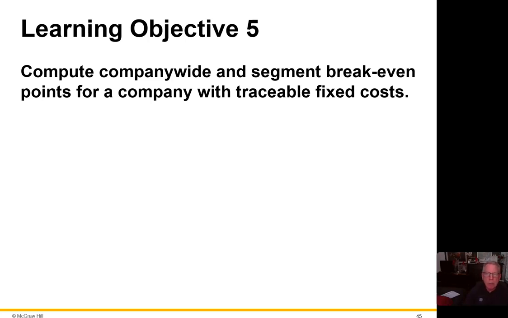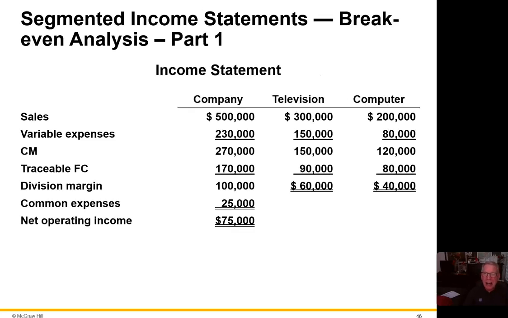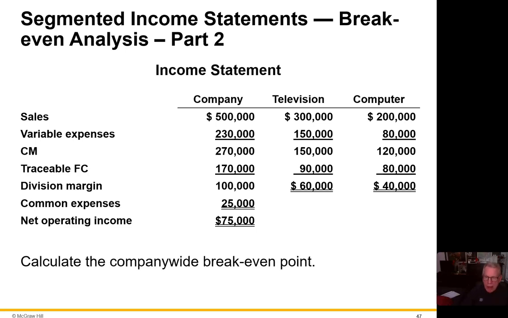Now we're going to take a look at computing company-wide and segment break-even points for a company with traceable fixed costs. Now it gets all the more complex here. So in our break-even analysis, here's our company and our television and computer segments, subsegments I guess. And we have a $75,000 operating margin. So now we're going to calculate the company-wide break-even point.